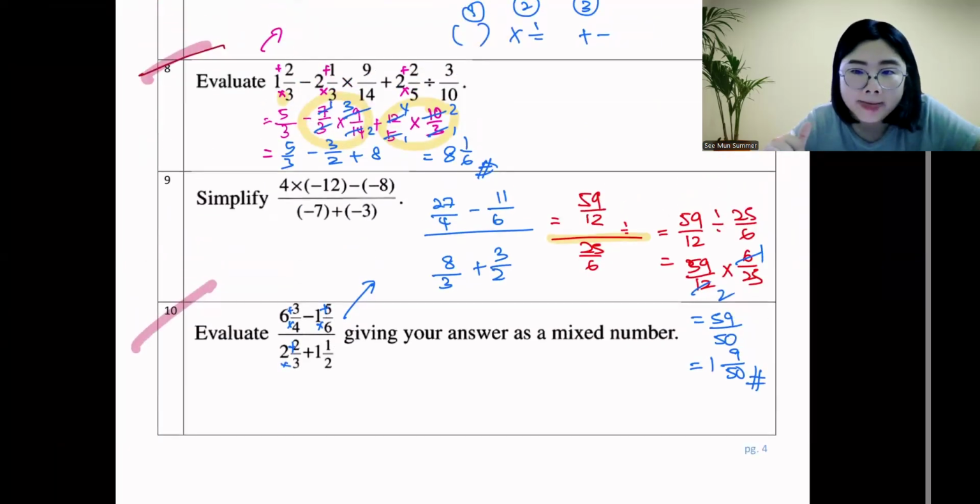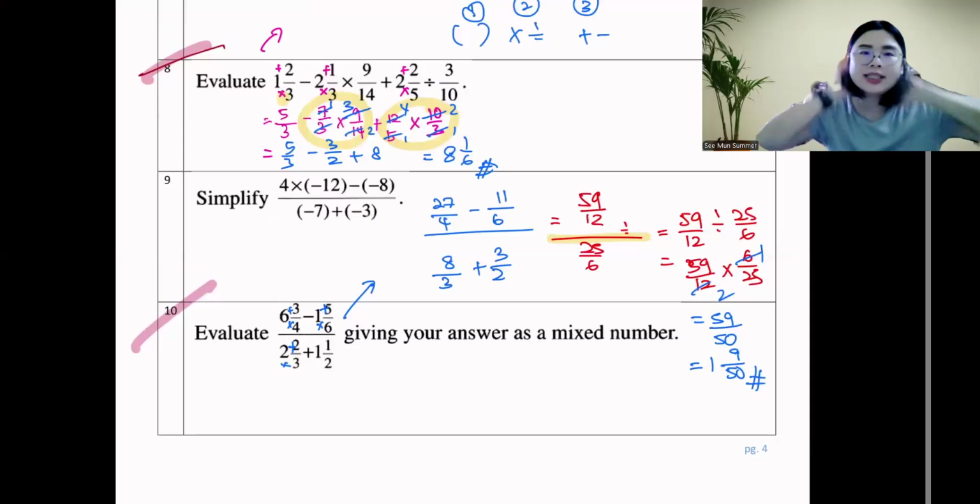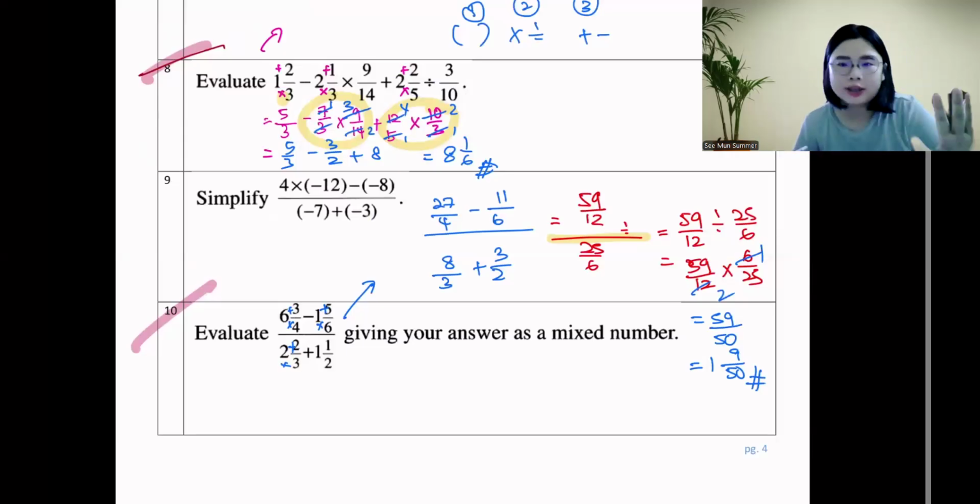Bailey? If you really need some time to practice, screenshot it. After class, you can continue to practice, and that is the way you can improve faster.